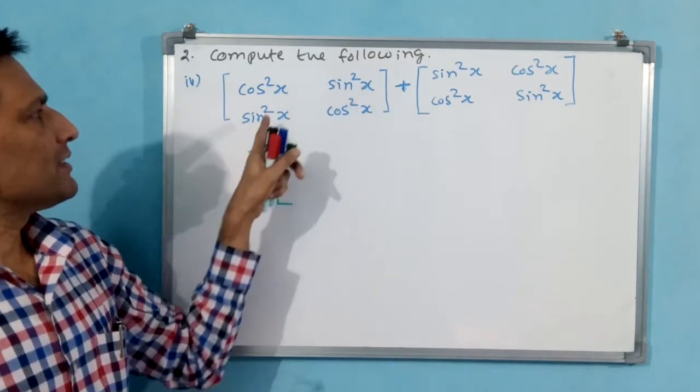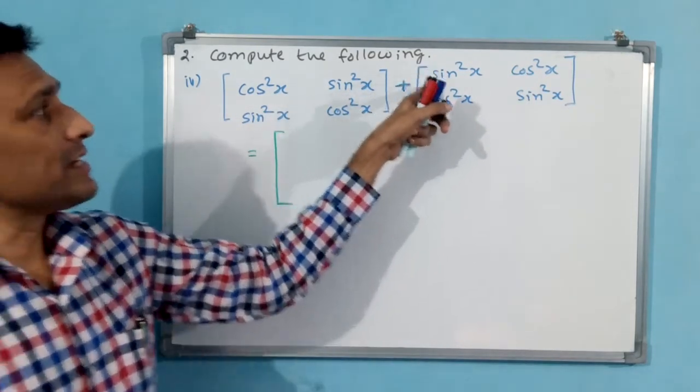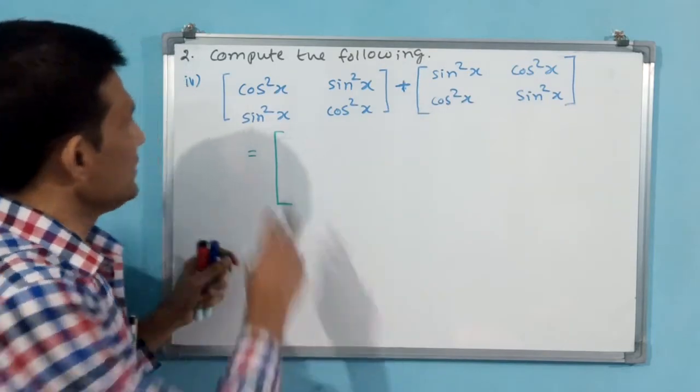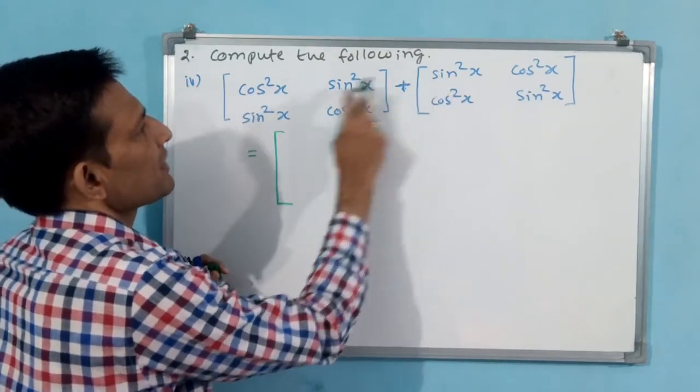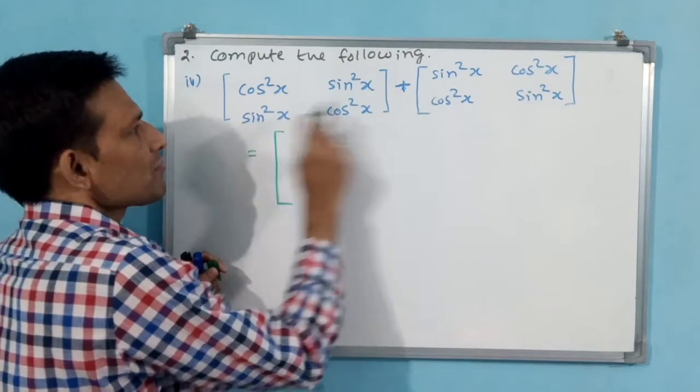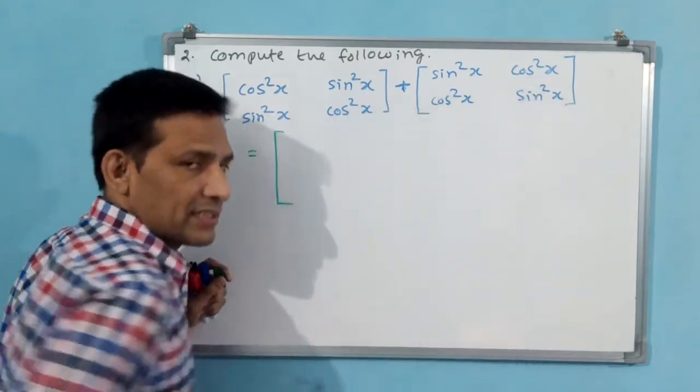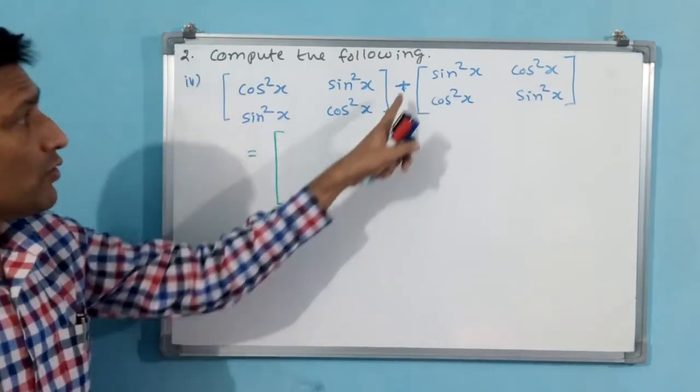Cos square x, sin square x, sin square x, cos square x, plus sin square x, cos square x, cos square x, sin square x. You see, just reverse it. Cos square x here, sin square x. Here sin square x, here cos square x. Here sin square x, here cos square x. Here cos square x, here sin square x. Just they have reversed it, okay? But you have to do addition.